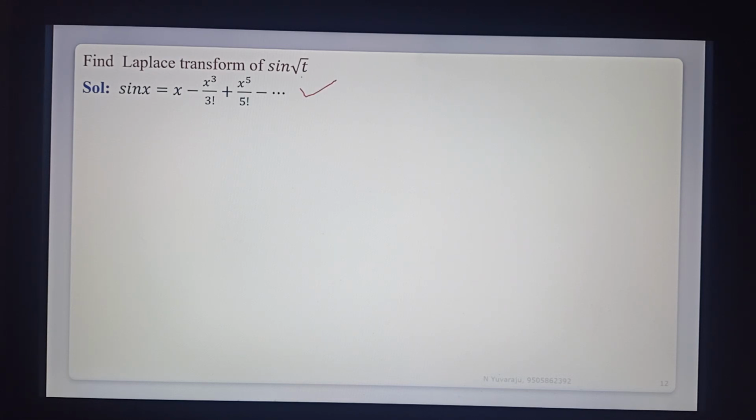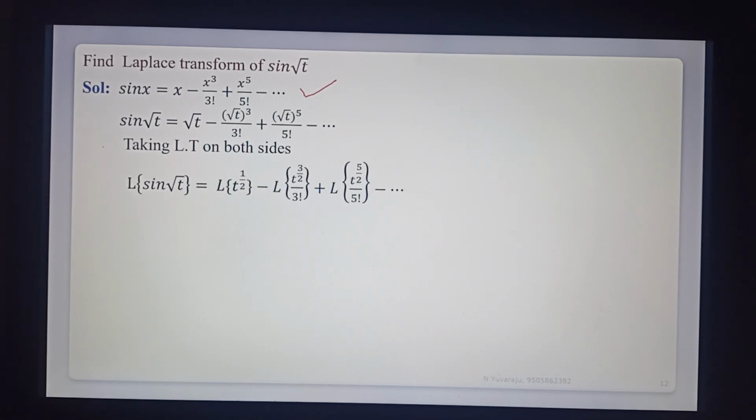now replace x with root t. So sin root t is equal to root t minus (root t) whole cube by 3 factorial plus (root t) power 5 by 5 factorial minus, and so on. Now taking Laplace transformation on both sides: L of sin root t is equal to L of t power 1 by 2 minus L of t power 3 by 2 by 3 factorial plus L of t power 5 by 2 by 5 factorial minus, and so on.